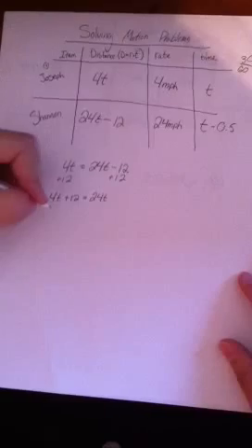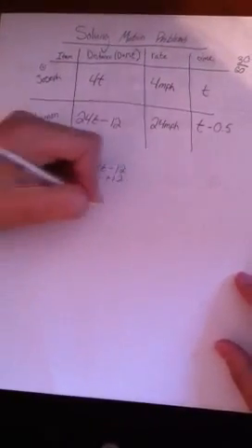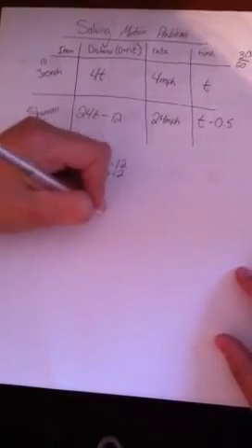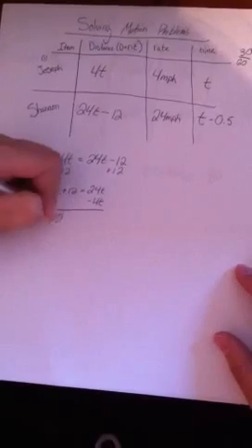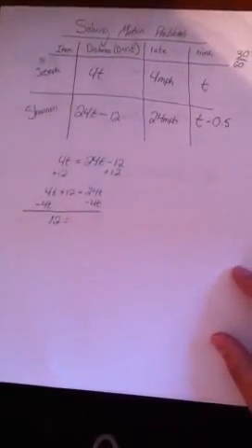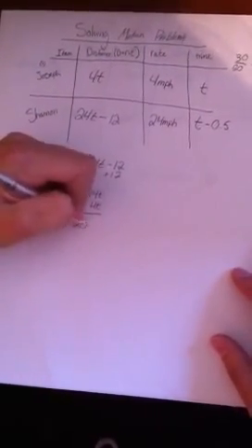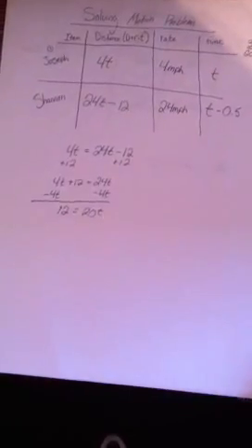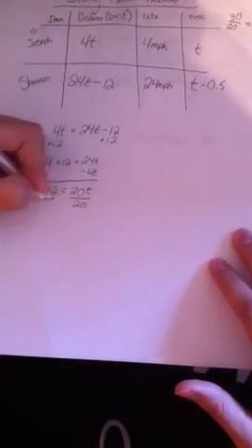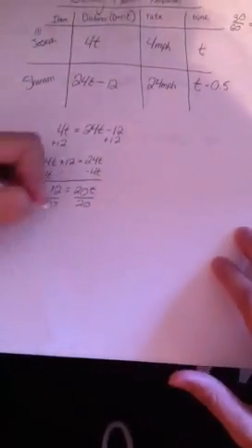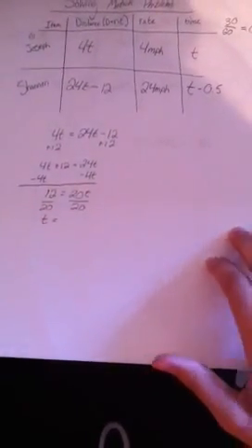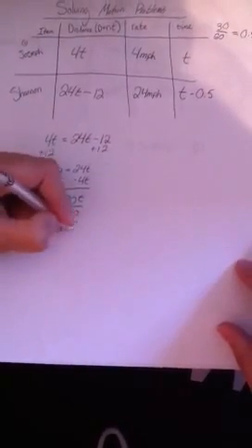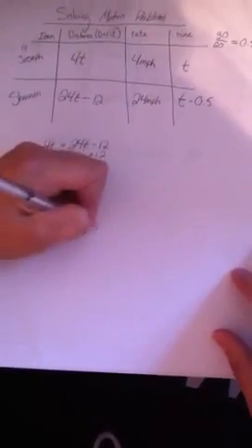The next thing we're going to do is subtract 4t to get the variable by itself. So minus 4t, minus 4t. That's going to give us 12 equals 20t. The next thing we're going to do is divide by 20 so we get t by itself. And time is equal to 0.6, which is also represented as Joseph's time.